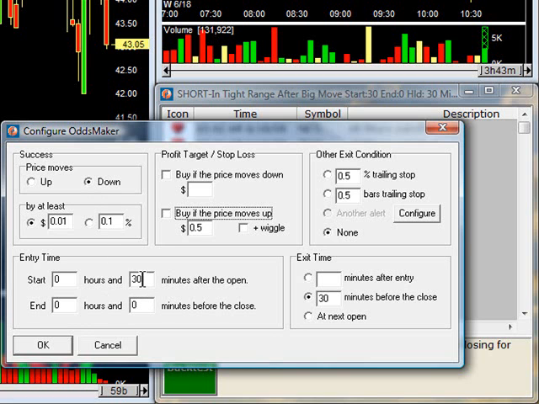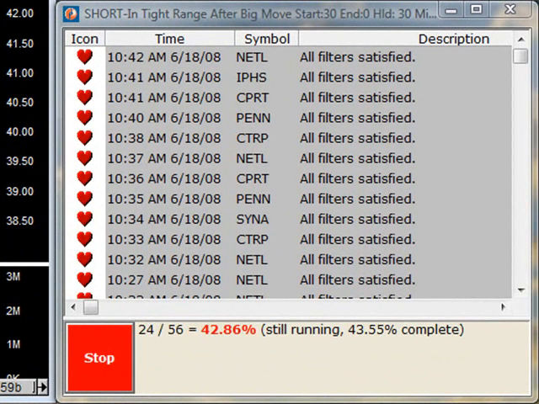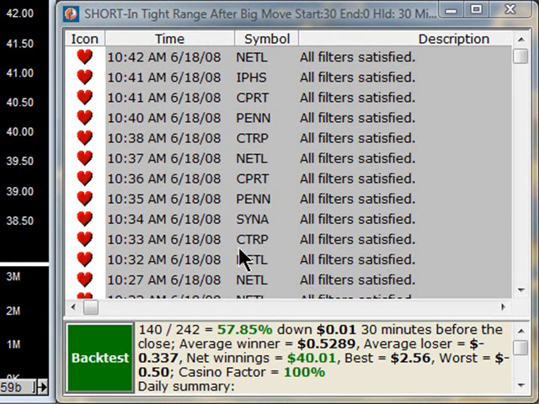We're going to start the strategy 30 minutes after the open because, again, we want to have it make that move in the beginning and then let it potentially consolidate. This is a strategy where we're going to employ a 50-cent stop and we're going to hold the stock until 30 minutes before the close. Now let's run the system. The odds maker is calculating through all of the different trades that have come across over the last 15 trading days. It's 99% complete, so let's take a look.